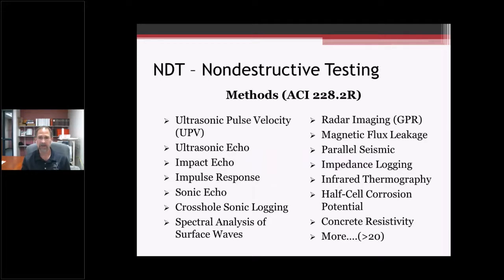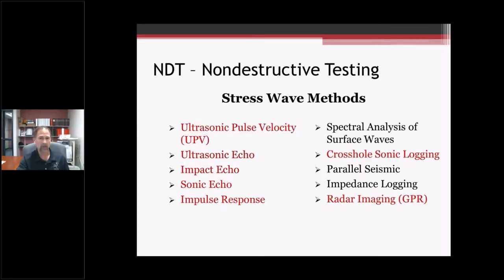These are a bunch of the methods that ACI 228.2 talks about. We're not going to talk about all of these. I'm not going to read all of these off. There's 12 or 15 of them here. Down here at the bottom, you can see there's about 20 more. If everyone can see, I'm going to use my mouse cursor to kind of point out some things. But again, we're not going to talk about all of these today. We're only going to talk about a handful of them.